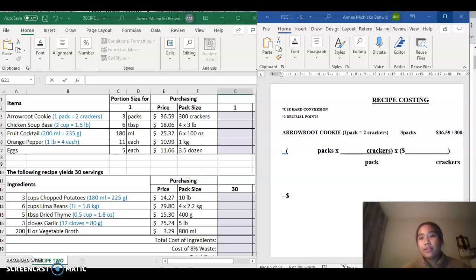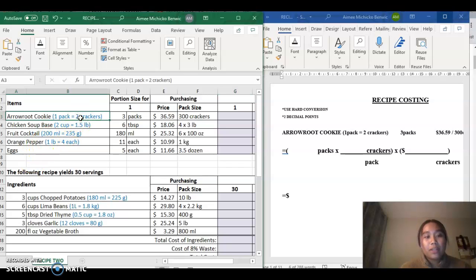Hi everyone. I am here to show you how to cost a recipe for different servings or yield. Before we start, let's make sure that all our units are the same in order to move forward with our conversion. Also, all the weight equivalencies beside our items or ingredients must be included in our calculation. So let's start off with the first recipe.